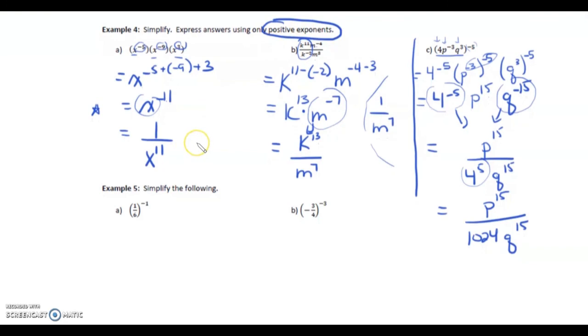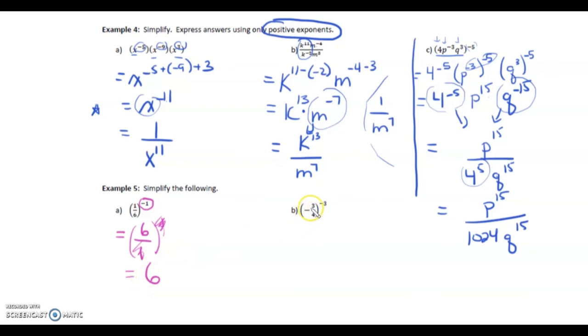Okay, example 5, simplify the following. So we have 1 over 6 to the negative 1. All this actually means is to reciprocate it. So 1 over 6 becomes 6 over 1, all to the 1. But any number to the 1, you can kind of just ignore that. And then any integer over 1, you can just ignore that. So the answer here is just 6. In order to flip anything, you just raise it to the negative 1.